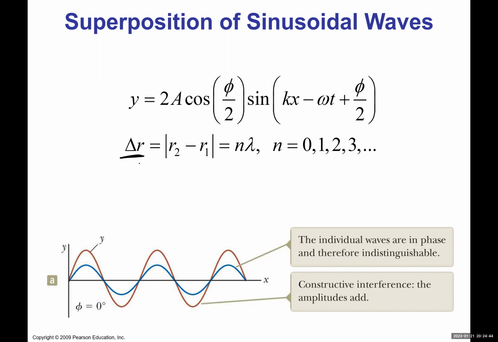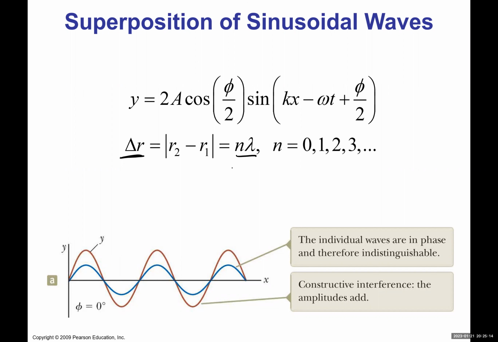And then what I get here is that this delta R, which is R2 minus R1, is equal to n times lambda, where n here is equal to 0, 1, 2, 3, and so on and so forth. That means I can just basically relate the path length difference to this particular equation and to the wavelength of the waves. All right, so we can see that, for example, here there's a picture of that.